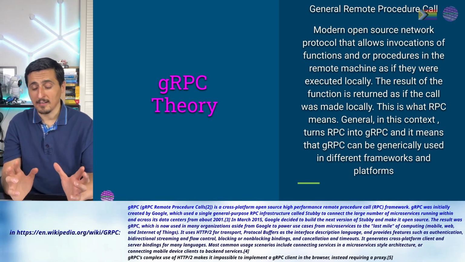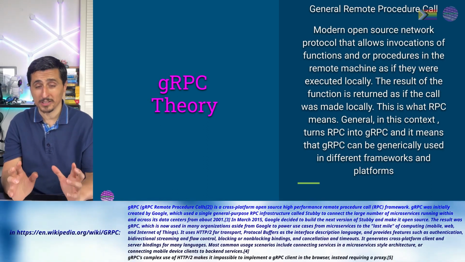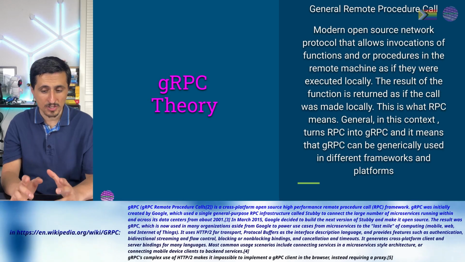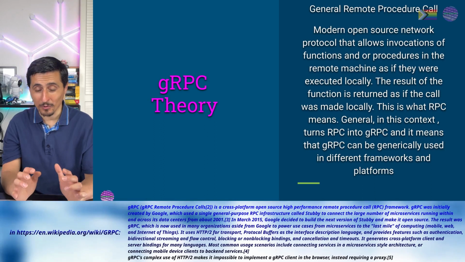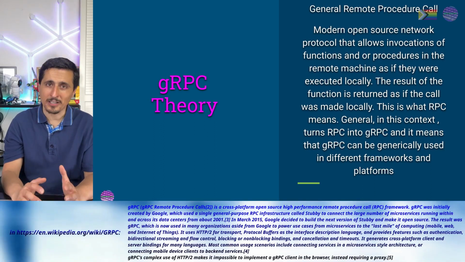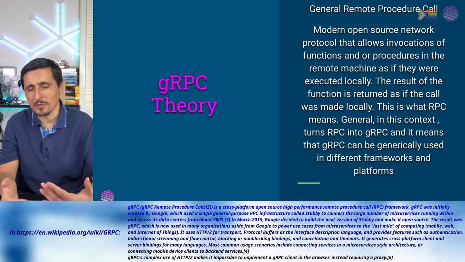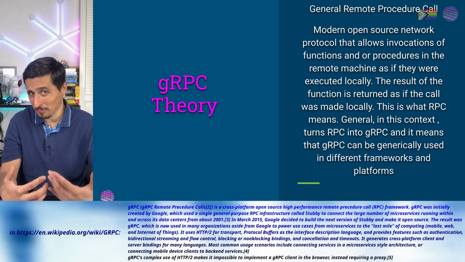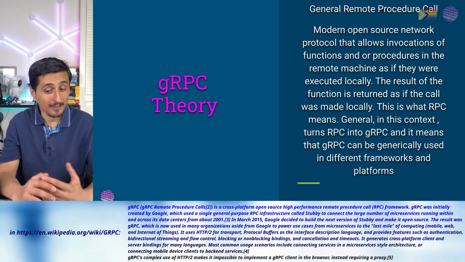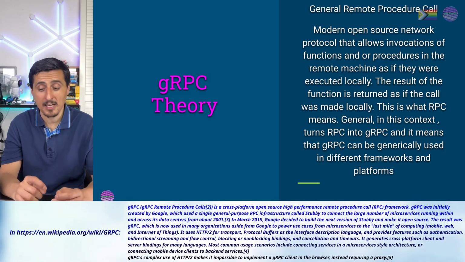And so we can say that Generic Remote Procedure Call is a modern open source network protocol that allows invocations of functions or procedures in the remote machine as if they were executed locally. This is an interesting definition, because if we use JSON clients, we are kind of doing the same thing. It's just that this is the definition for the gRPC protocol. And it goes on to say the result of the function is returned as if the call was made locally. This is what RPC means.